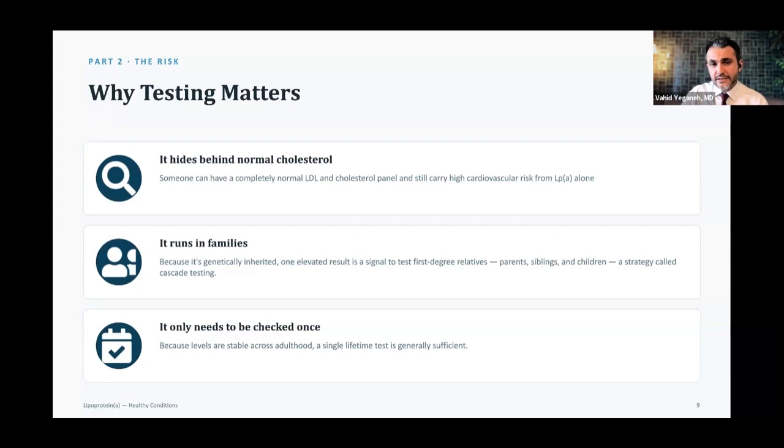Now, down the road, as we develop medications that will lower this, we could fall into a situation where it makes sense to repeat. But for now, we only check it once in someone's lifetime.